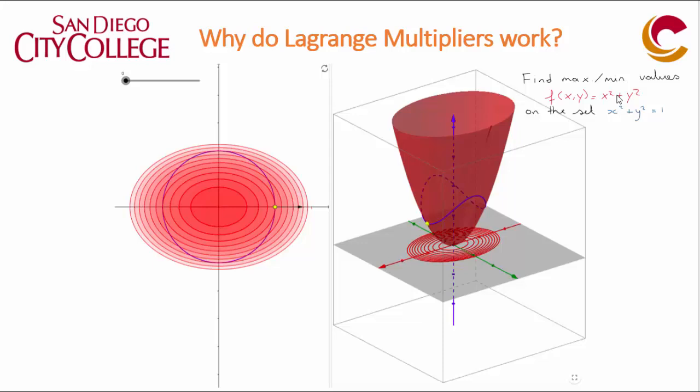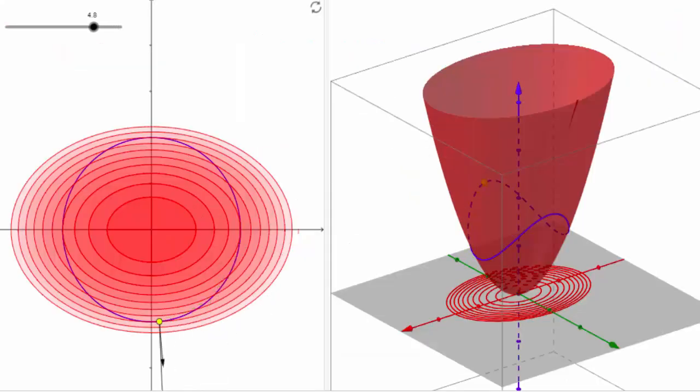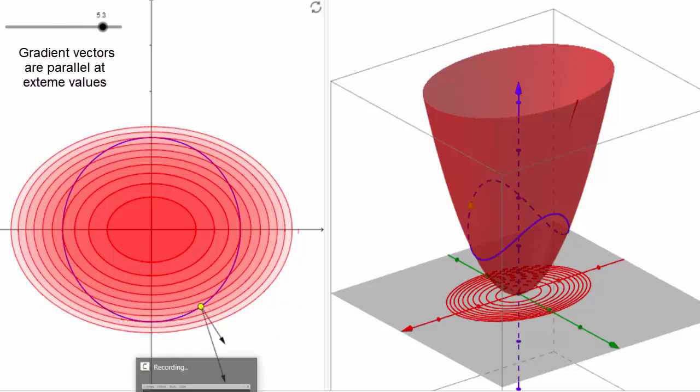We're finding the maximum or minimum values of a two-variable function f, which you can see graphed in red, on the set x squared plus y squared equals 1, which is the unit circle. We're looking on the circle projected onto the graph to find the maximum and minimum point. When we're looking in the xy plane, we see the contour lines of the function f. Each of the red lines represents a certain constant value for f.